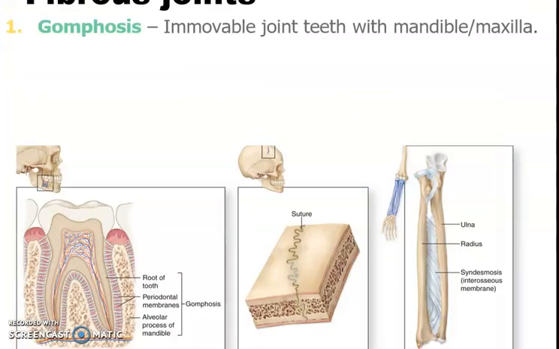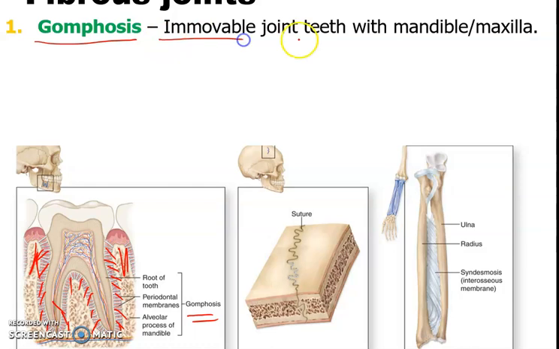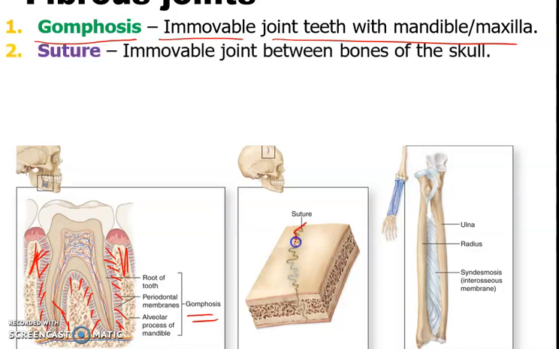So, our gomphosis. Students don't like this one on the test. This is the tooth. We have our cementum holding the tooth in place. So the tooth better be staying in its socket. Here's our alveolar processes. Immovable joint between teeth and either the maxilla or the mandible. A suture is our immovable bone joints between skull bones. I'm very happy they're showing the coronal suture right there. Usually they show the sagittal.